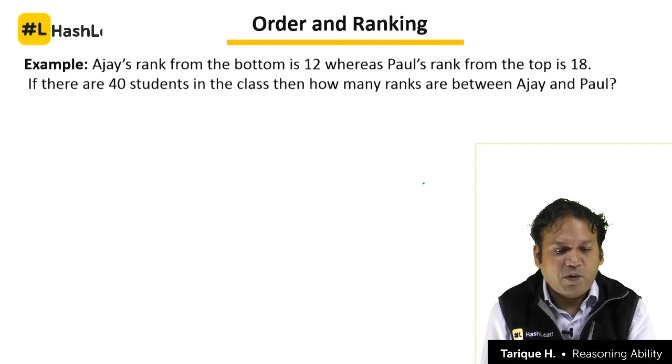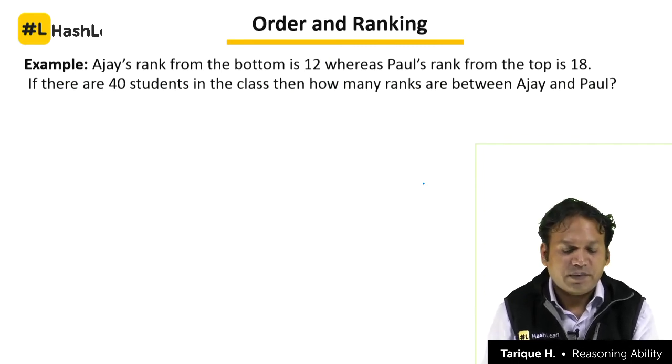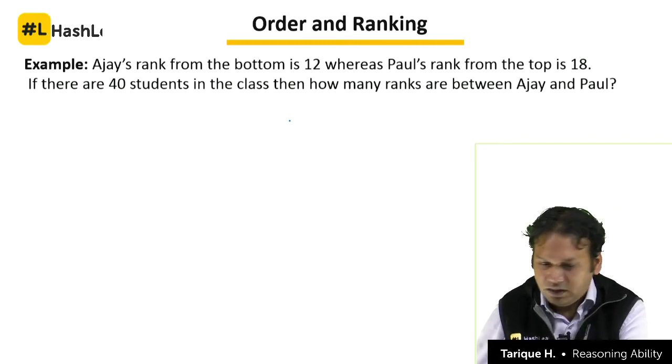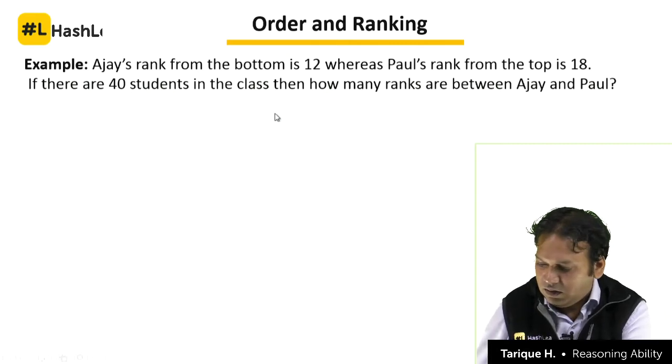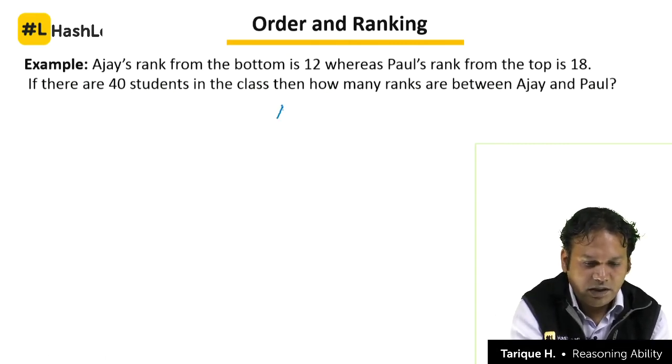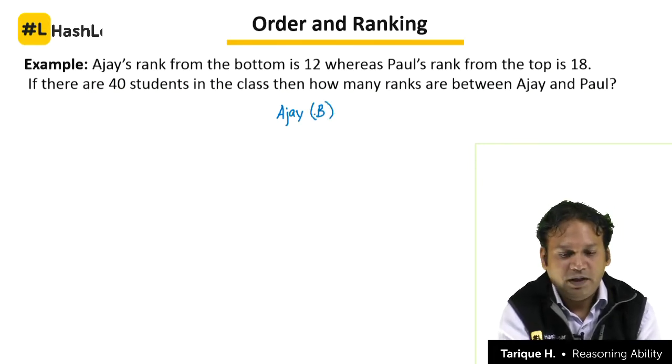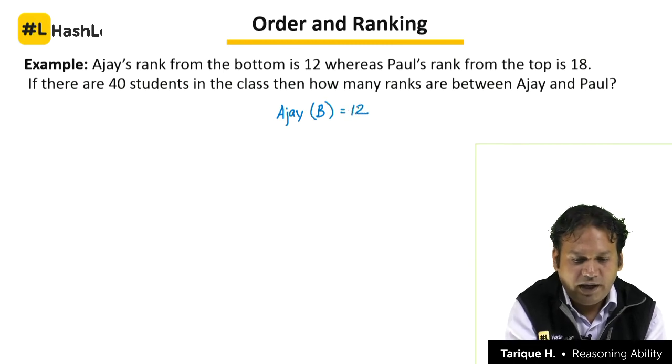Ajay's rank from the bottom is 12. Ajay's rank is given from where? Ajay's rank from bottom. Just let's write B, bottom, is 12, and Paul's rank from the top is given to you is 18, and number of students are 40.